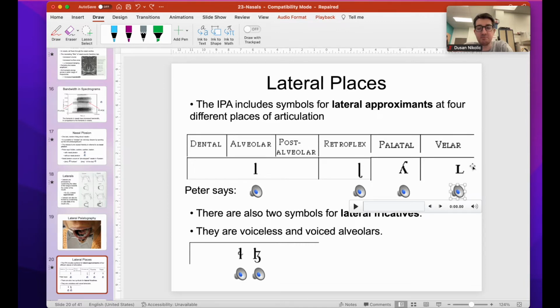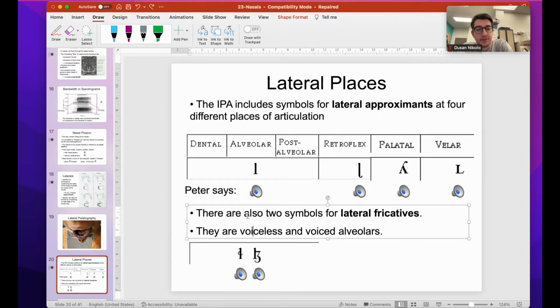Ladefoged was apparently at some part of the world investigating sounds, and he was describing that retroflex laterals exist, palatal laterals exist, but velar laterals do not. And then some guy stood up and said, well, I'm producing that one. And that's how it entered the IPA, allegedly, right? Hopefully that's not a myth. There are also two symbols for lateral fricatives. They're voiceless and voiced alveolars.